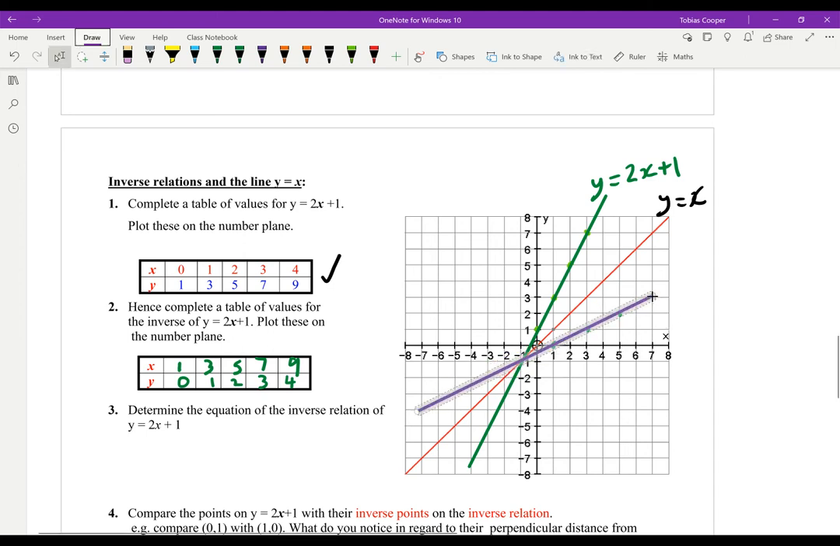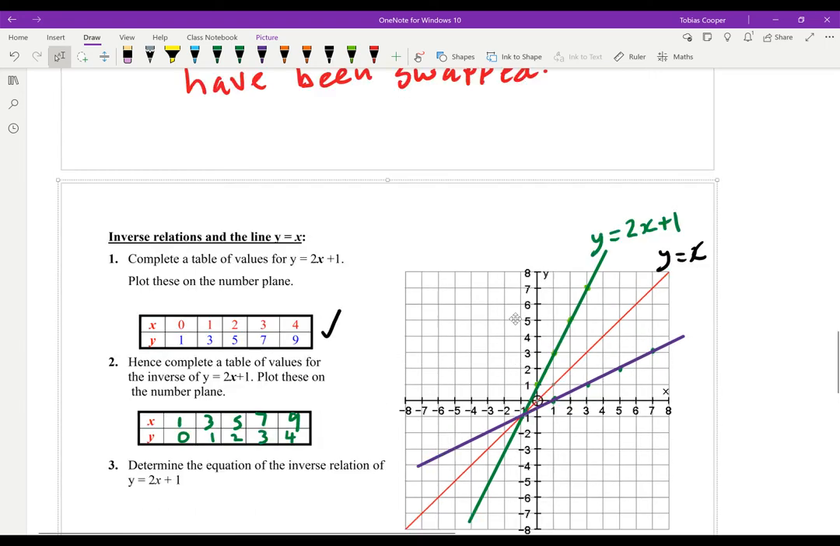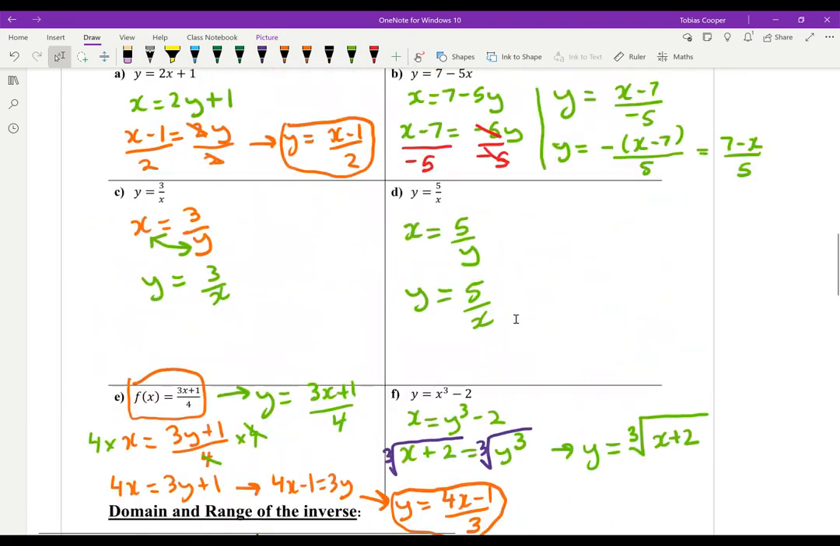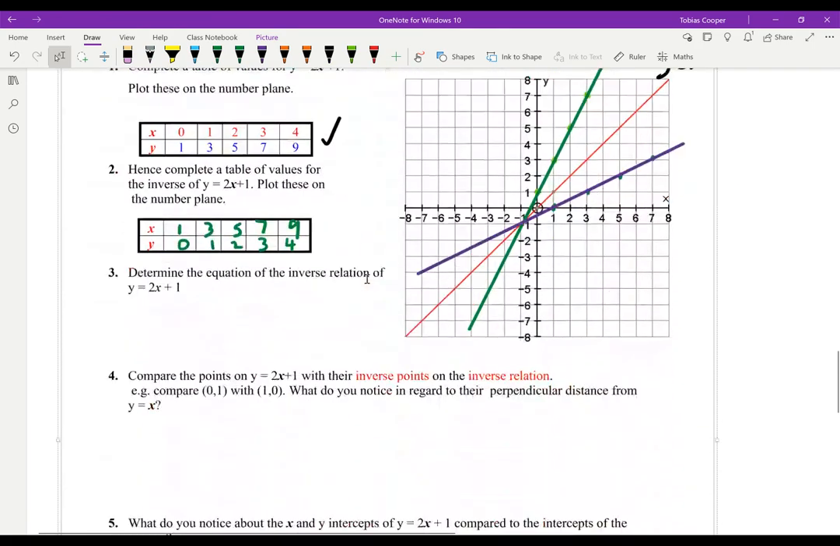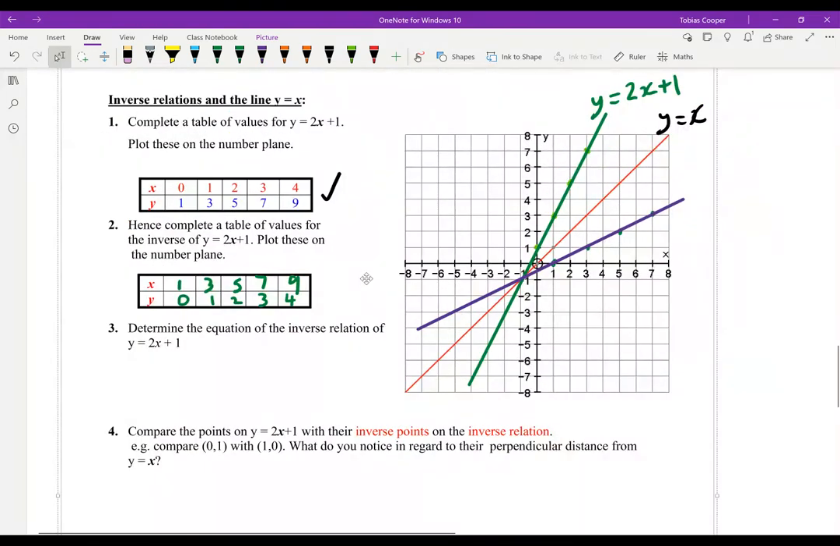There we go. I'll just extend it a bit further. Okay, so that's our line, our inverse relation. Now, if you go back to y equals 2x plus 1, the inverse relation is y equals x minus 1 on 2. Okay, so let's write that down over here. So y equals x minus 1 on 2.